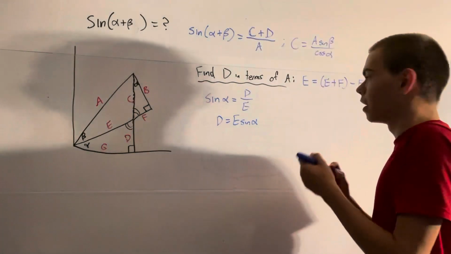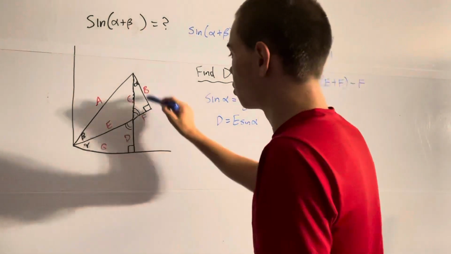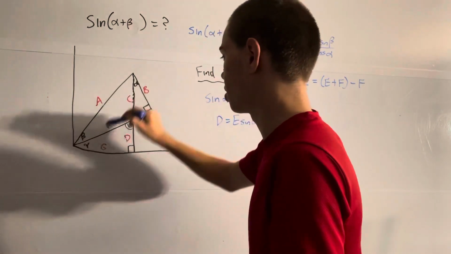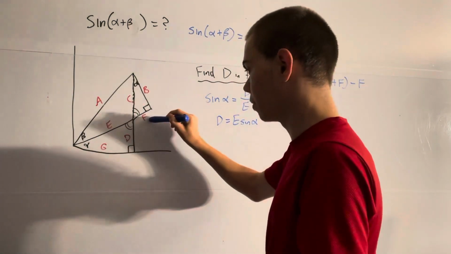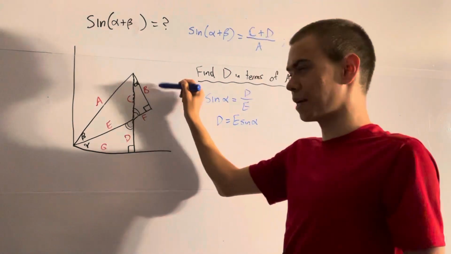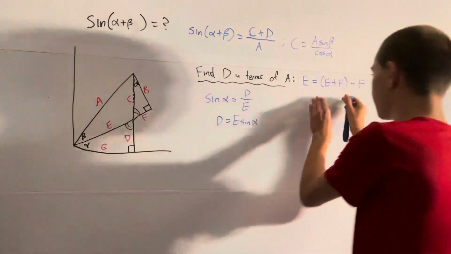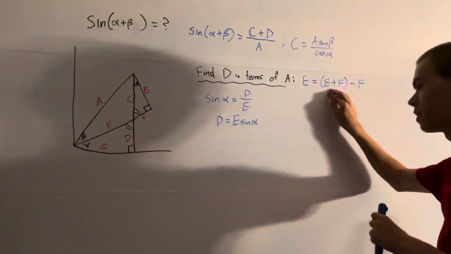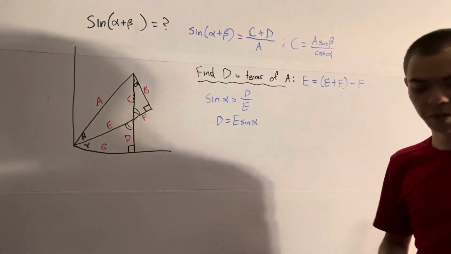So we could relate E plus F directly to A, right? E plus F could directly be related to A because we have that right triangle. Well, F could be related to B, which we know we can relate B to A. And that's all we have to do. So in order to find what E is, we got to find E plus F in terms of A and F in terms of A.